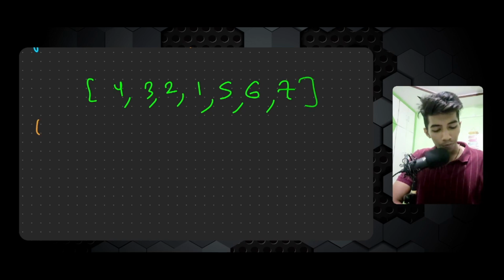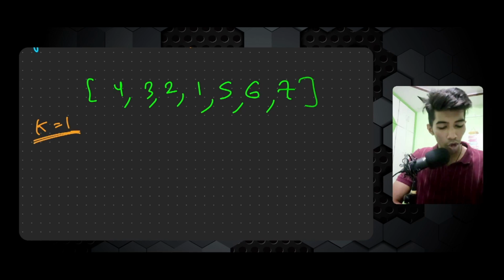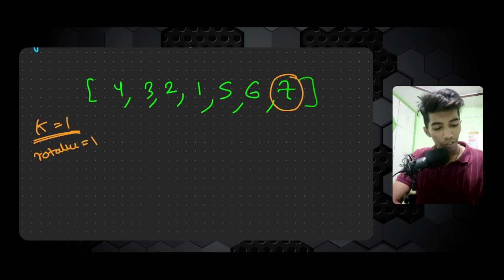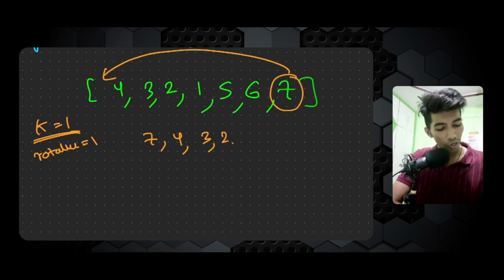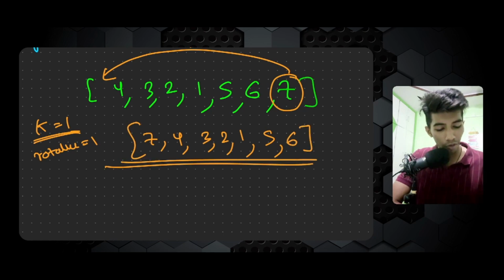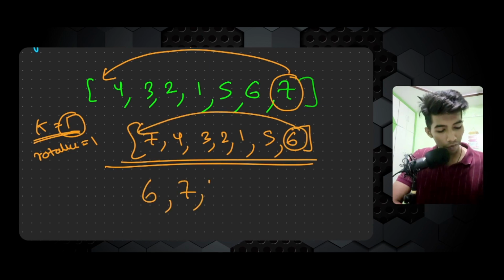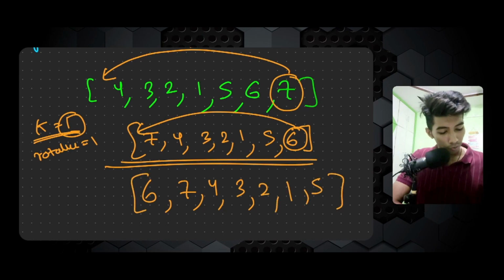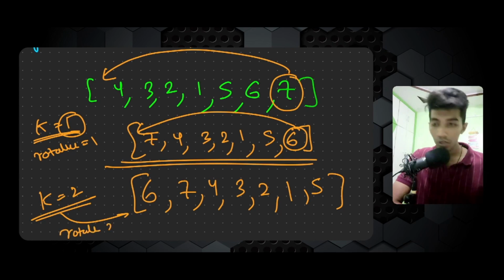When I say k is equal to 1, or my rotation is equal to 1, then what will happen? This particular term will come in the front. So 7, 4, 3, 2, 1, 5, 6. This is the array after one rotation. Talking about the second rotation, this 6 will come again in the front: 6, 7, 4, 3, 2, 1 and 5. This is when k is equal to 2, when your number of rotations is 2.